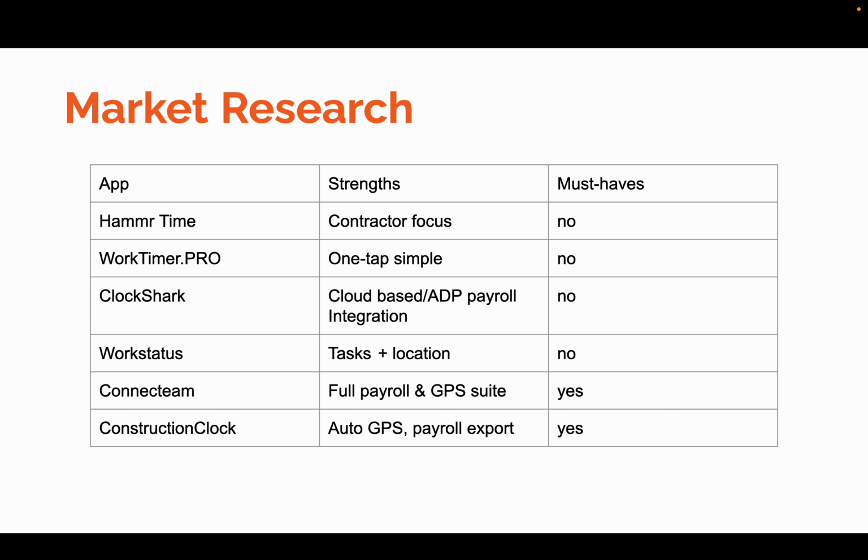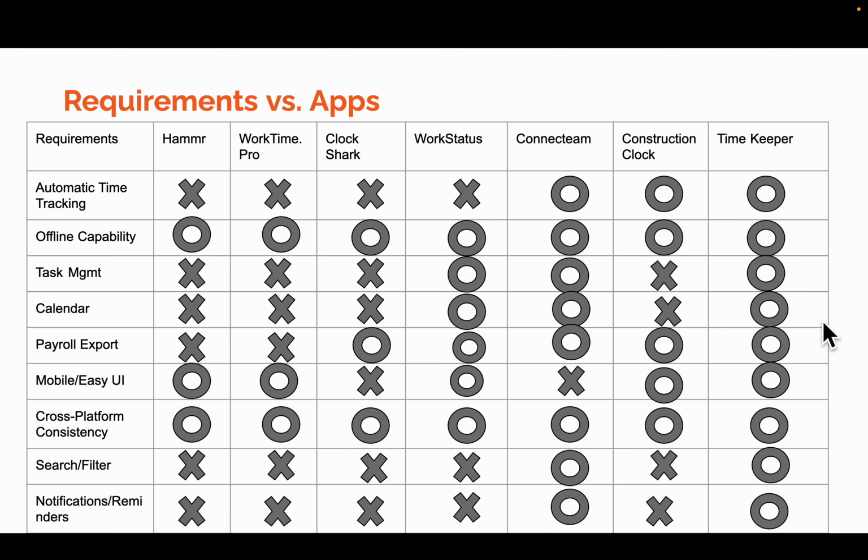Then we also have Connect Team. This one had full payroll, GPS tracking, and automatic clock in. This one did meet our must haves, as well as the construction clock with auto GPS and clocking in and payroll export options.